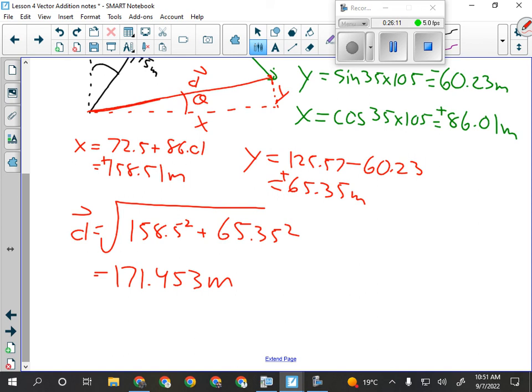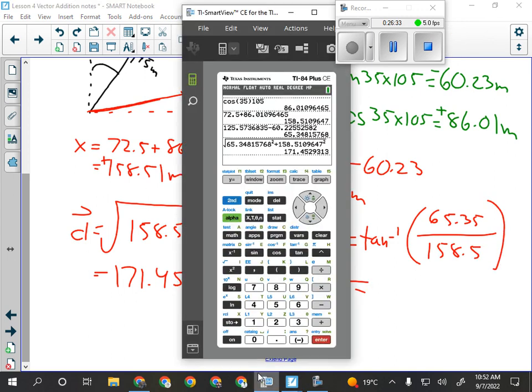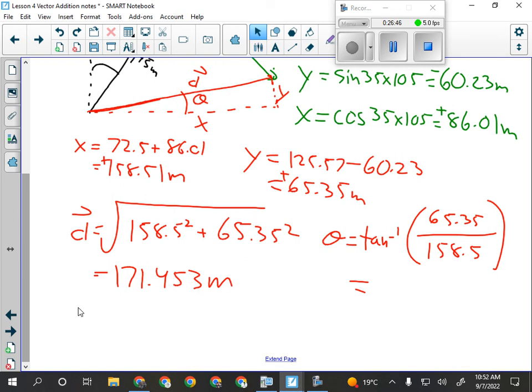Theta for me is going to be tan to the minus 1. I'm going to use the opposite side, which the way I drew it is 65, divided by the adjacent side, which the way I drew it is the 158. Okay, so I'm getting 22.4 degrees.